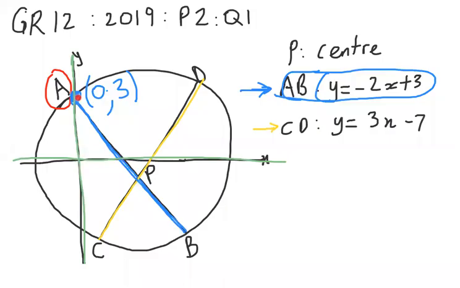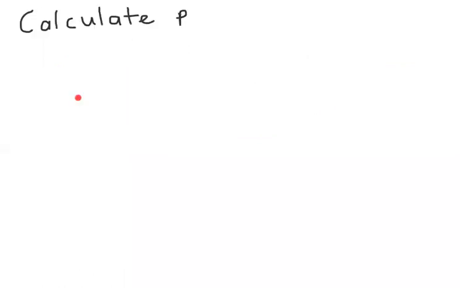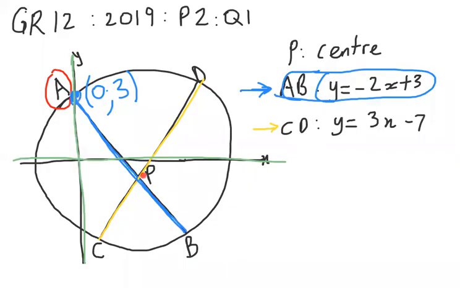Right. So let's go to the next question. The next question is calculate P. And if we go back, P is the center of the circle. We already spoke about this. P is a point that is on both AB, the blue line, and also on the yellow line, CD. So if you have that already, the word simultaneous equation must pop up.